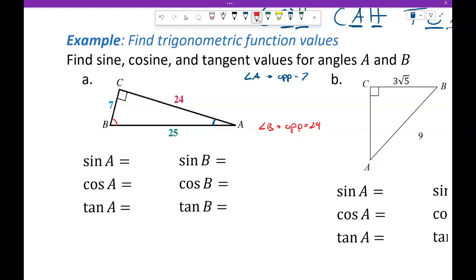So the angle that we're considering is very important when we're looking at finding our trig functions for those given angles. So for angle A, our opposite side is 7, while our adjacent side is 24. Our hypotenuse is 25. We know that's our hypotenuse because it's opposite the right angle. And then for angle B, our opposite and adjacent sides switch. Hypotenuse will always be hypotenuse.